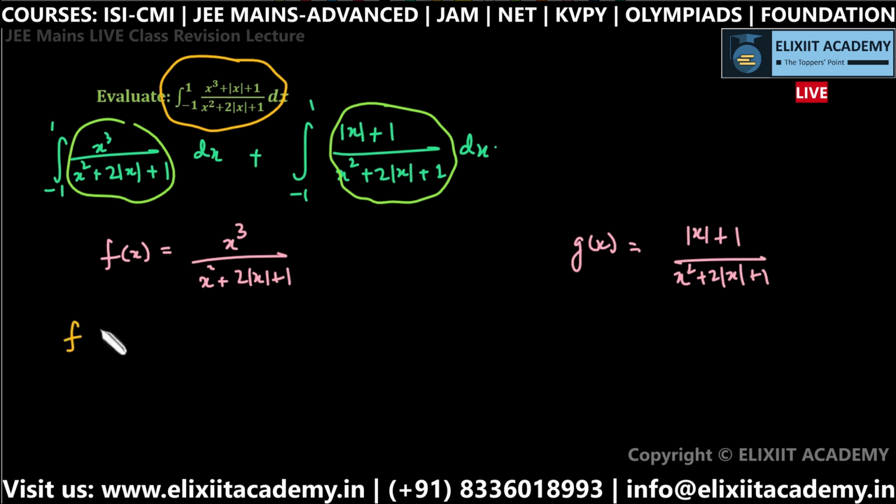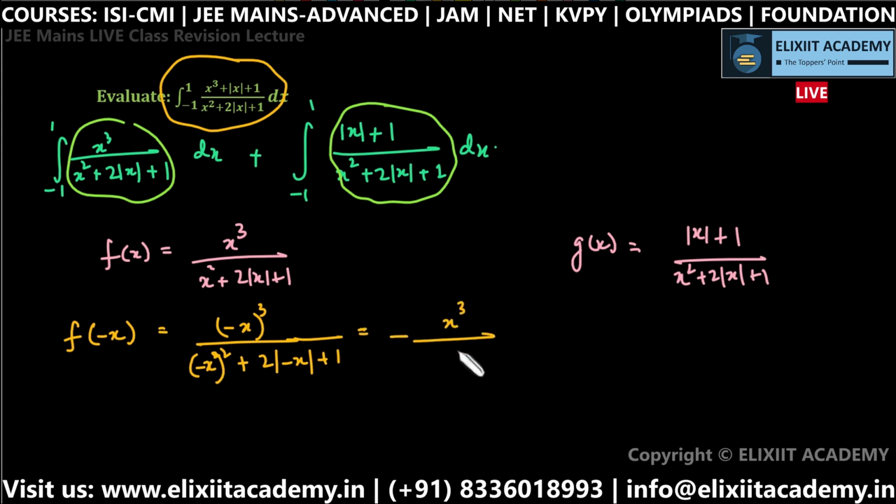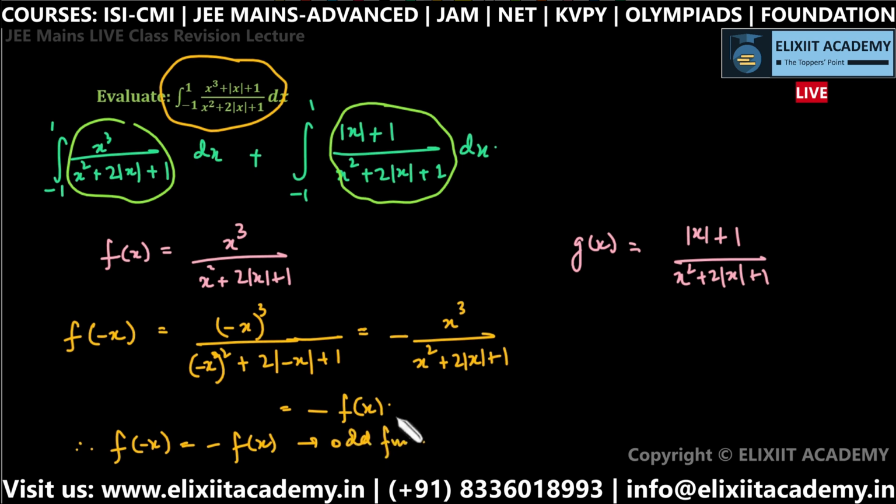So let's check whether these two functions are odd or even. If you check for f of minus x, this is minus of x cube divided by x square plus 2 into mod of minus x plus 1, which is minus of x cube divided by x square plus 2 into mod x plus 1, which is minus of f of x. So f of minus x is equal to minus f of x. This means an odd function. f(x) is an odd function, which means this integration will be equal to 0.